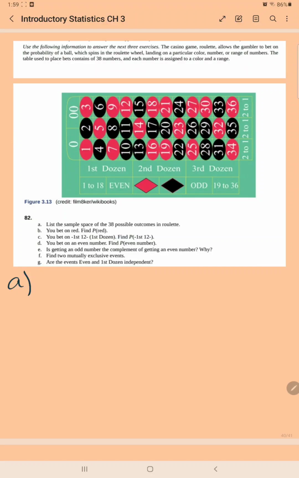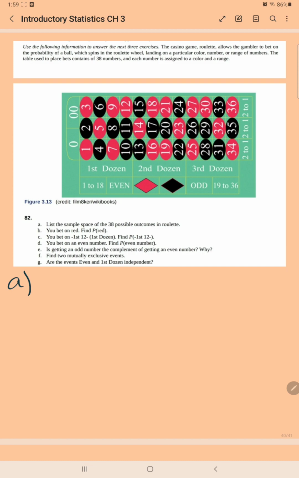Use the following information to answer the next three exercises. The casino game, roulette, allows the gambler to bet on the probability of a ball which spins in the roulette wheel, landing on a particular colored number or range of numbers. The total table used to place bets consists of 38 numbers, and each number is assigned to a color and a range.